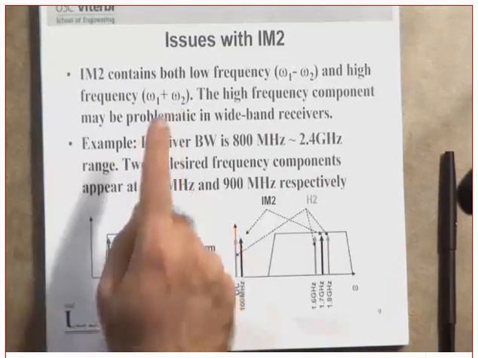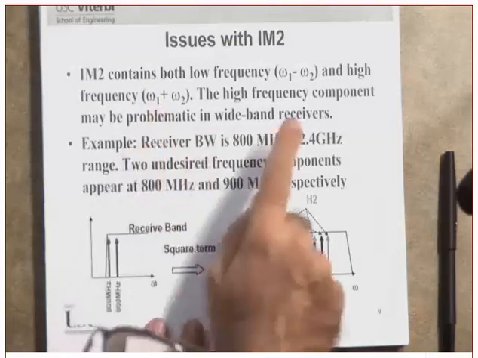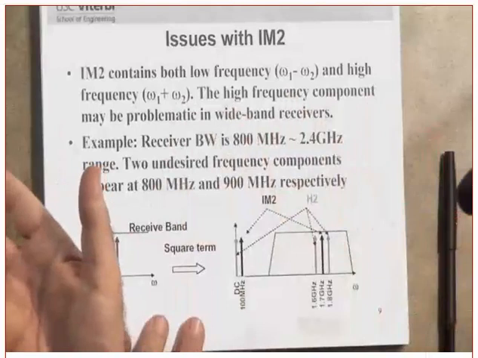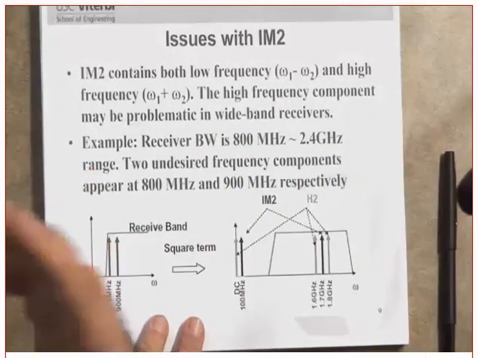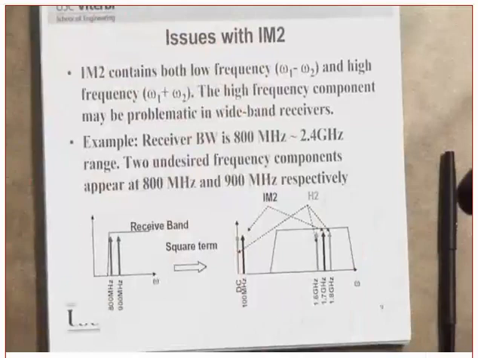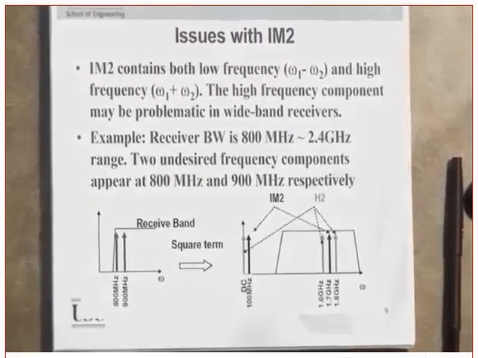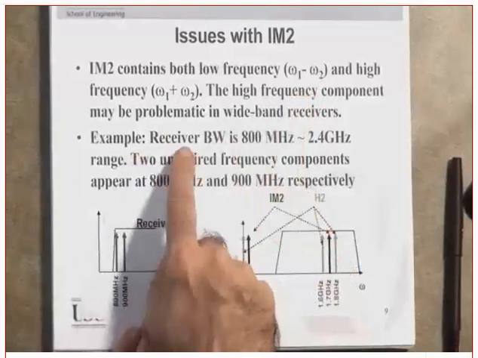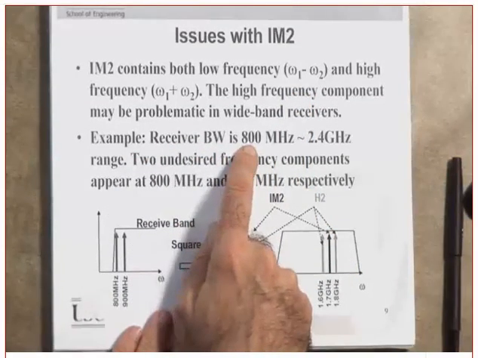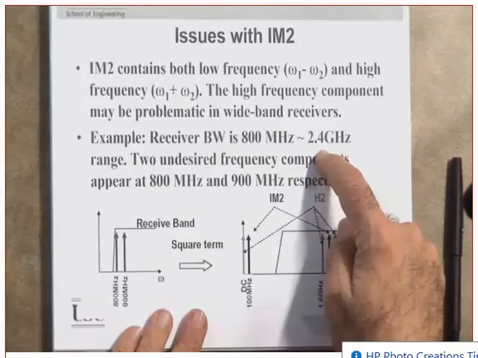Answer me the following question. Could this one be problematic? It could if your receiver is a wideband receiver. This is what we just talked about a moment ago. So the omega 1 plus omega 2 could be problematic if your receiver is a wideband receiver, because it's a multi-standard receiver. Clear? So for example, if the receiver bandwidth is from 800 megahertz to 2.4 gigahertz. Yes?